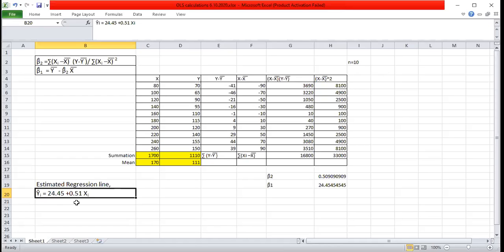So you draw the line and then explain the intercept. How to explain the intercept? Beta 1 hat, which is 24.45. We said if x is 0, if income is 0, on average, consumer expenditure would be 24.45. How to explain the slope, beta 2 hat? We said if x, that means income, increases by $1, the families on average, their consumer expenditure increases by 51 cents.